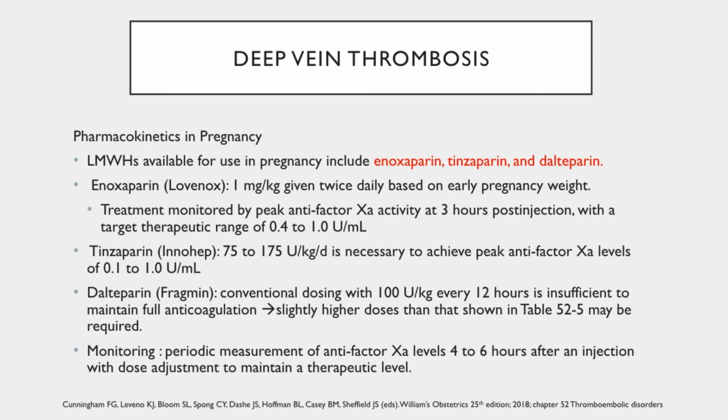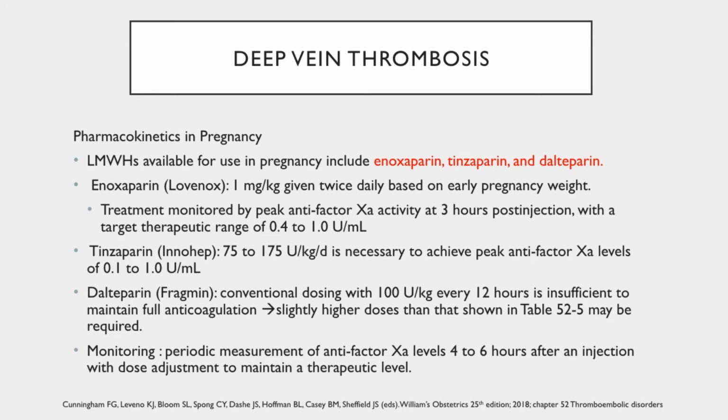Enoxaparin can be given at 1 mg per kilogram given twice daily based on early pregnancy weight. And treatment is monitored by peak anti-factor Xa activity at 3 hours post-injection with a target therapeutic range of 0.4 to 1 unit per ml. For tinzaparin, a dose of 75 to 175 units per kilogram per day is necessary to achieve a peak anti-factor Xa levels of 0.1 to 1 units per ml.